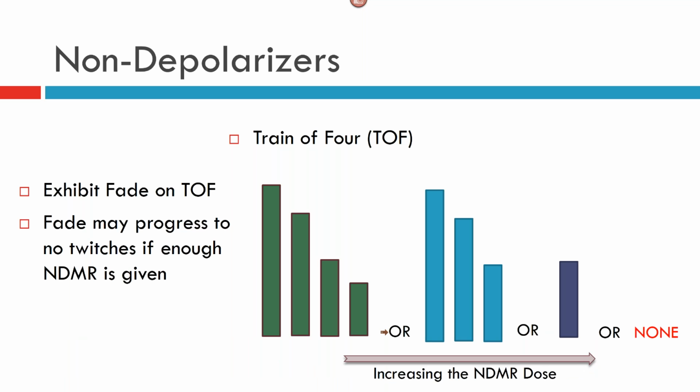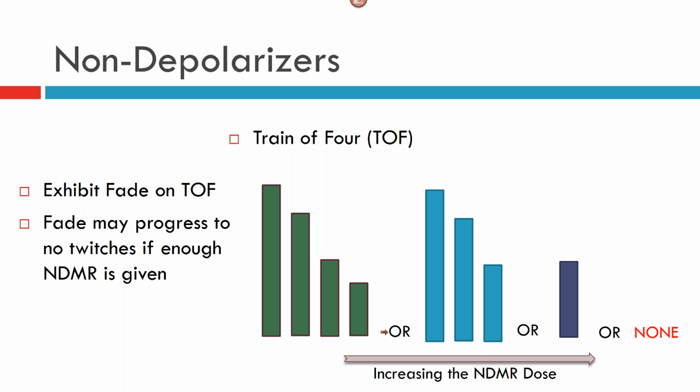So non-depolarizers cause the fade, and exhibit the fade again. Fade may progress to no twitches if enough muscle relaxant is given. You can see either the first response at maximum, the second smaller, the third smaller, and the fourth smaller, or you see the first, second, third and you don't see the fourth one, or you see only one response, or you don't see anything at all. So those are all possibilities.